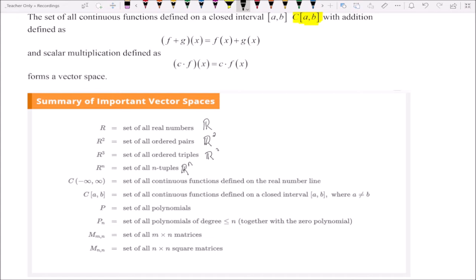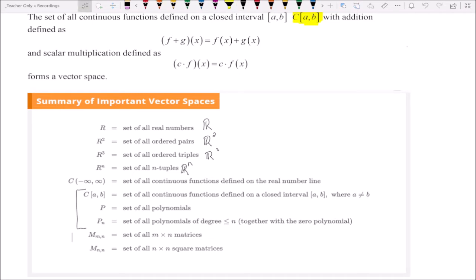Right, so again, these three are actually special cases of C minus infinity to infinity. Then we have the set of all m by n matrices, and the set of all square matrices. Once again, this m and n is a special case of the set of m by n matrices.